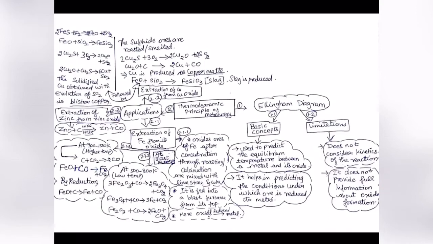Then the next application is the extraction of zinc from zinc oxide. We have already studied this in lower classes. Zinc oxide plus carbon gives zinc plus carbon monoxide, by adding coke at a temperature of 1673 Kelvin. So these are some of the applications. This is the overall concept map of thermodynamic principles of metallurgy.